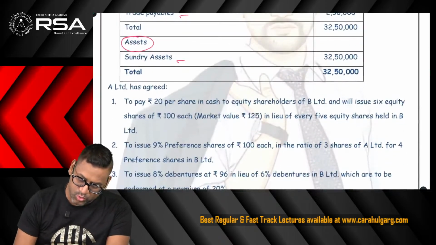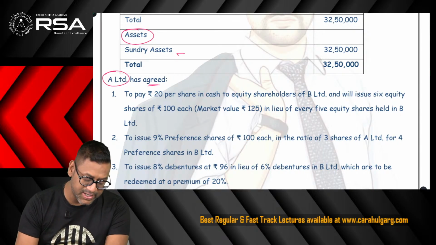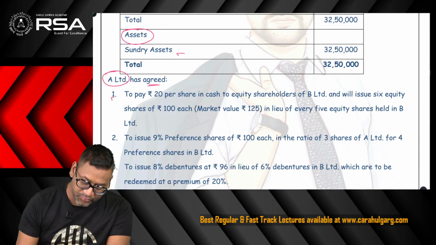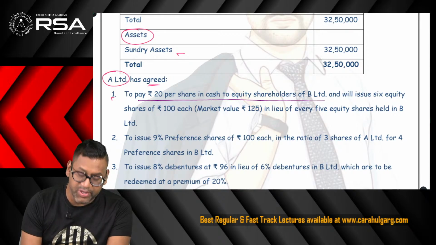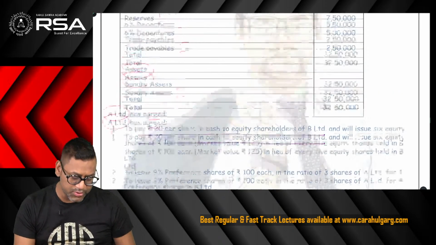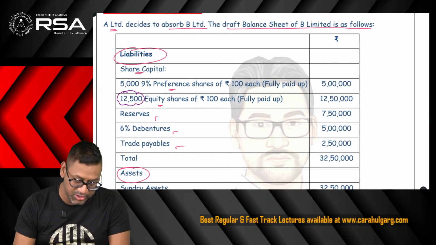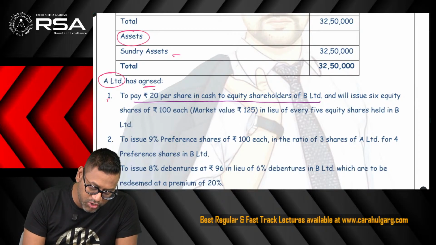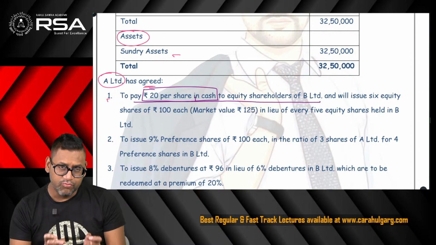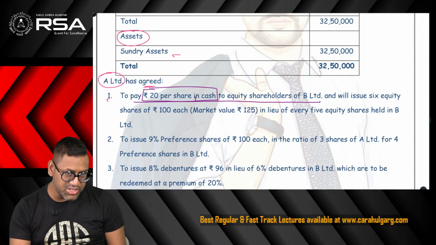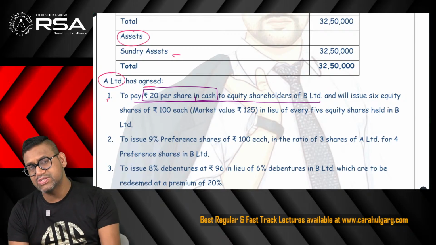Let us see what the question wants. It says A Limited, the purchasing company, has agreed, number 1, to pay rupee 20 per share in cash to the equity holders of B Limited. So A Limited says that if you are an equity holder in B Limited, how many equity shares are there? 12,500. So A Limited is saying that we will pay rupee 20 per share in cash to the equity holders of B Limited. We know anything which is given by the purchasing company to the shareholders of the vendor company becomes the purchase consideration.